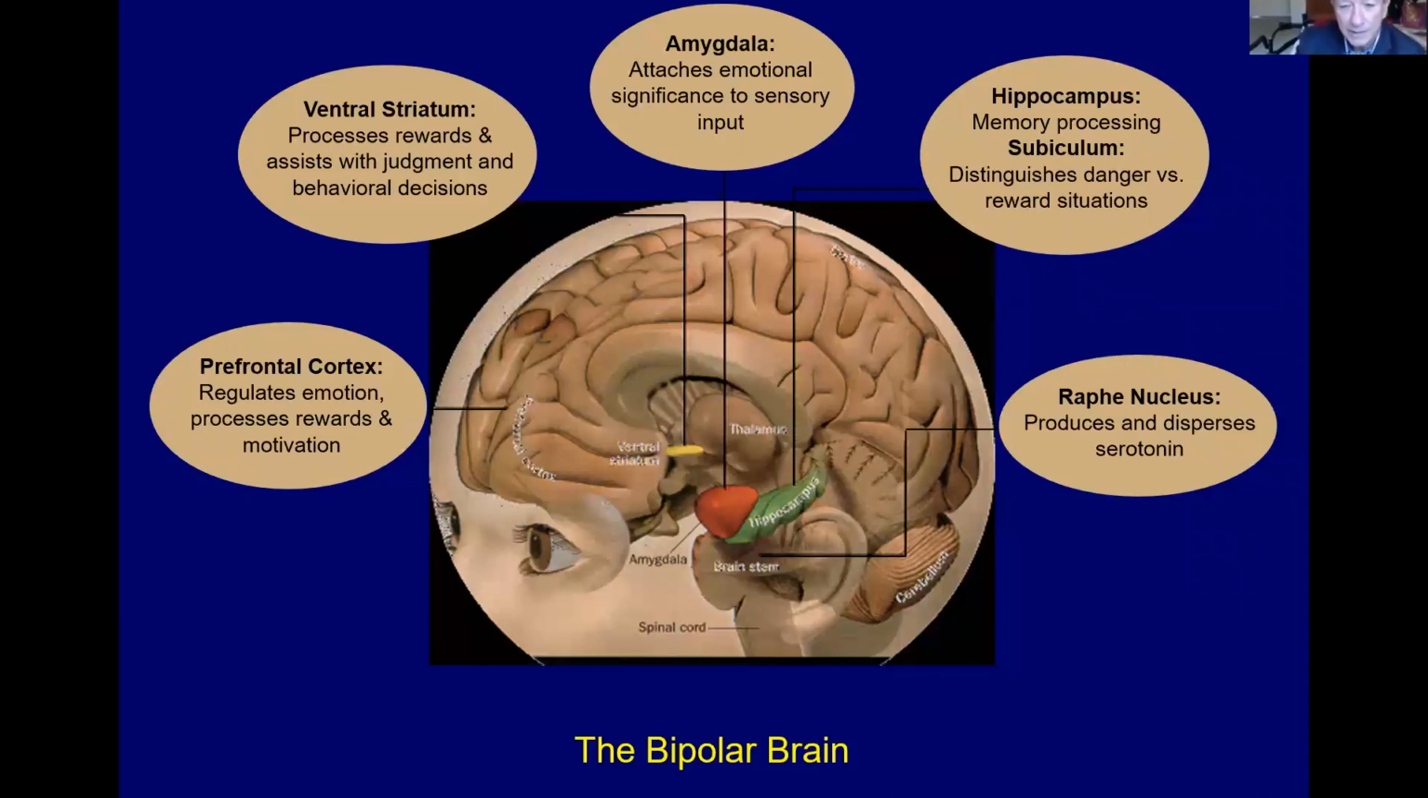And very important in this disease are the raphe nuclei that are dispersed along the midbrain and pons. And the raphe nuclei are responsible for producing the serotonin and dispersing the serotonin throughout the limbic system. And of course, in the affective disorders, there's a deficiency of serotonin. So the raphe nuclei are an important component of this disease.